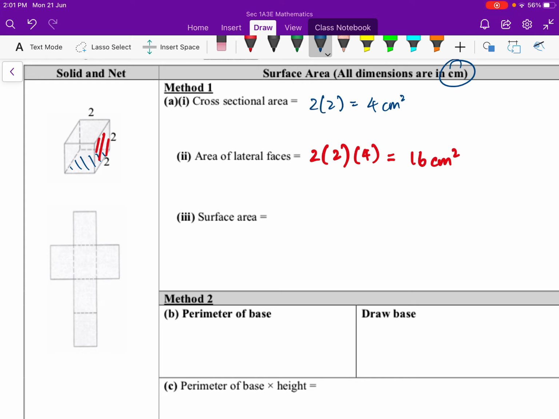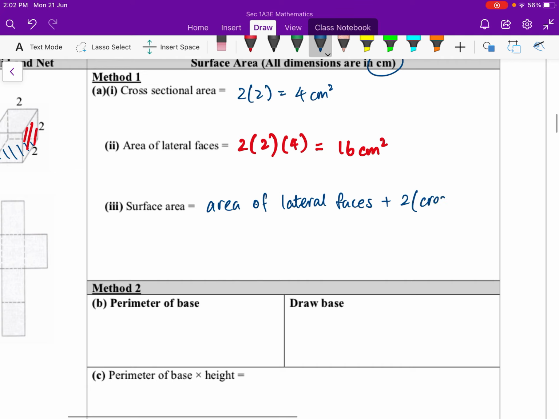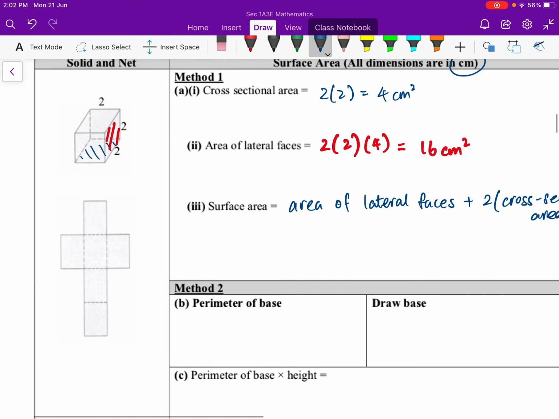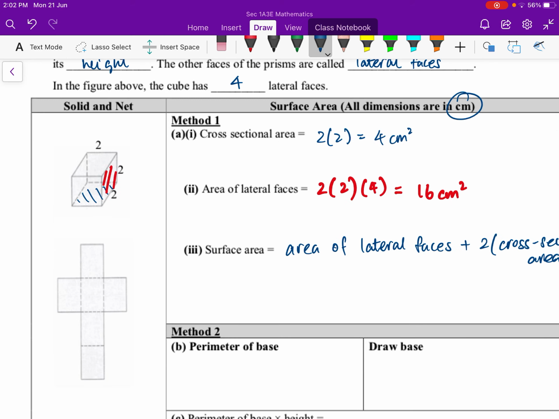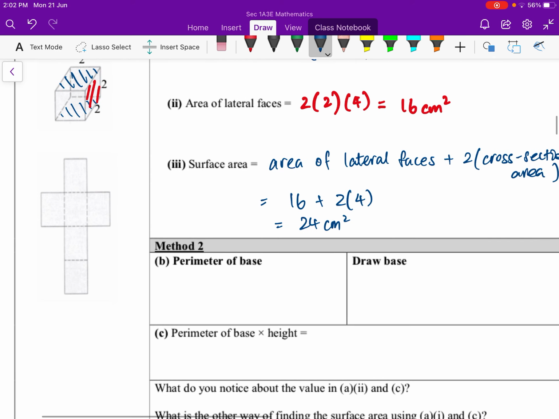you can copy down this formula, or you can derive it on your own based on the net, based on the diagram. So this will be our area of lateral faces plus 2 times the cross-sectional area, otherwise known as the base area. Why 2 times? Because one at the bottom that I shaded in blue and the other at the top. So we get a total of 16 plus 2 times 4. Final answer, 24 square centimeters. That is the first method.